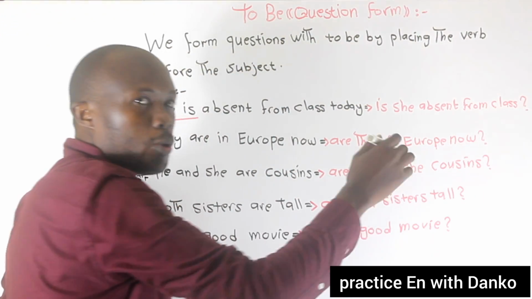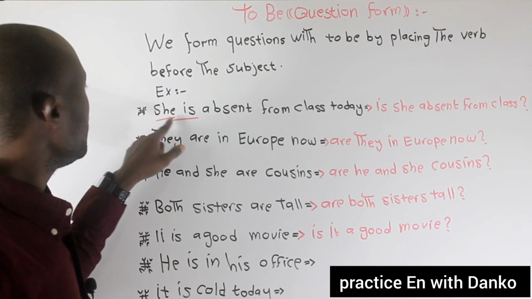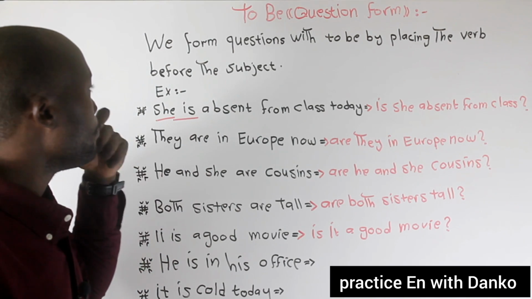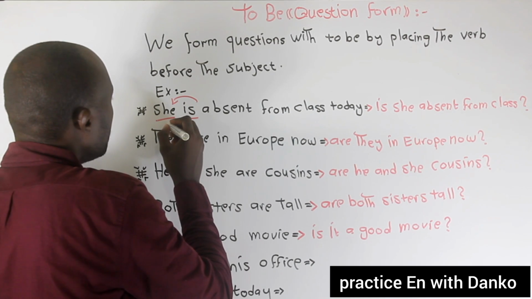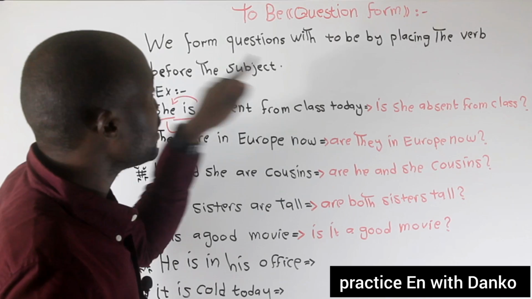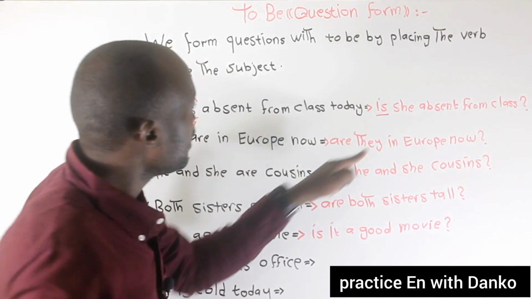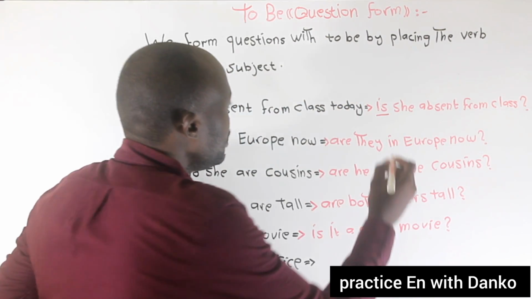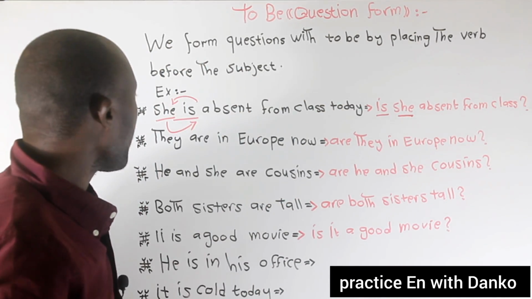You must put a question mark because that is a question. She is absent from class today. If you want to make a question, we place the verb first and then the subject. The verb is "is", so it becomes: is she absent from class today? "She" is the subject. Okay, great.